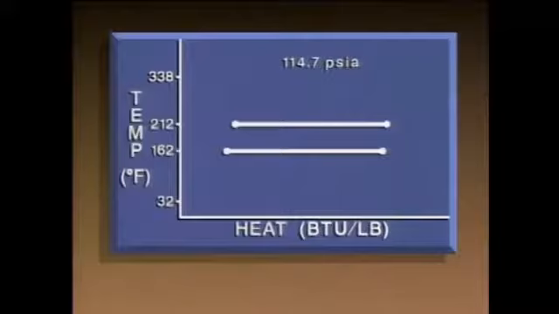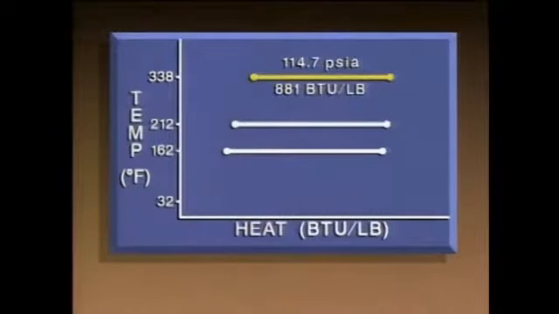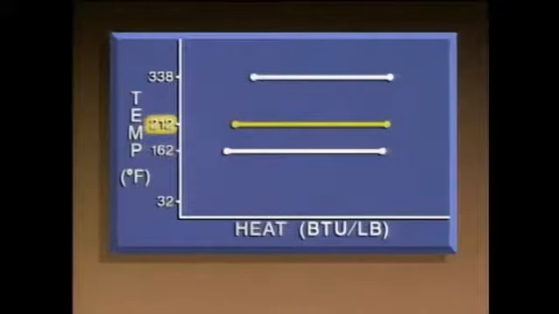114.7 psia. At this pressure, water won't boil until it reaches 338 degrees. Under these conditions, the latent heat of vaporization is about 881 BTUs per pound, which is less than the latent heat of vaporization at atmospheric pressure. At higher temperatures, the water molecules move more quickly than they do at lower temperatures, so it's easier for the molecules to boil and escape the water as steam. In other words, it takes less heat to change the water completely to steam. As the pressure and boiling temperature of water increase, the latent heat of vaporization decreases.